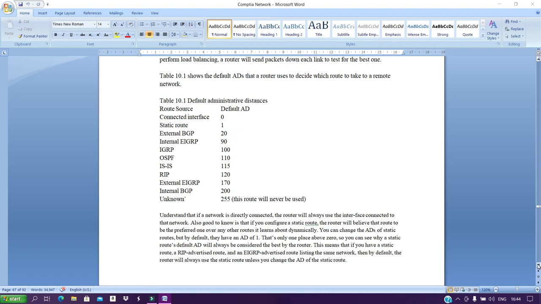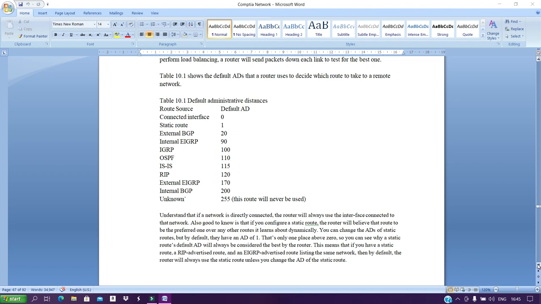Table 10.1 Default Administrative Distances. Route Source, Default AD. Connected Interface, 0. Static Route, 1. External Border Gateway Protocol, 20. Internal Enhanced Interior Gateway Routing Protocol, 90. Interior Gateway Routing Protocol, 100. Open Shortest Path First, 110. Intermediate System to Intermediate System, 115. Routing Information Protocol, 120. External Enhanced Interior Gateway Routing Protocol, 170. Internal Border Gateway Protocol, 200. Unknown, 255. This route will never be used.